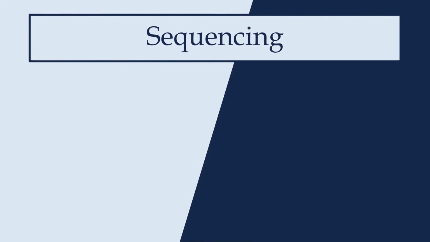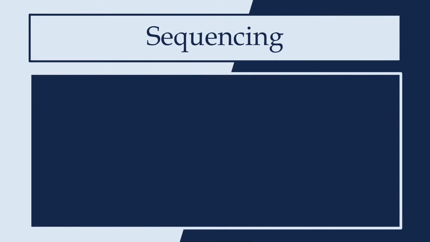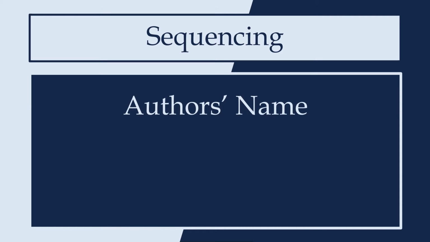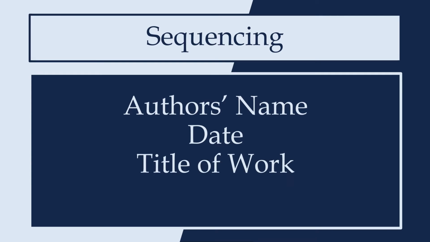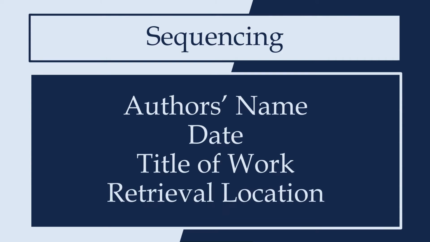The first step to being able to create a reference entry is understanding how to sequence the information that will be presented in the reference entry. Before going into detail on how to sequence a reference entry, let's take a look at the basic sequencing structure that each reference entry should conform to. We'll always begin with authorship. This is usually in the form of the author's name. This is followed by the date of publication, then the title of the work, and finally a retrieval date.